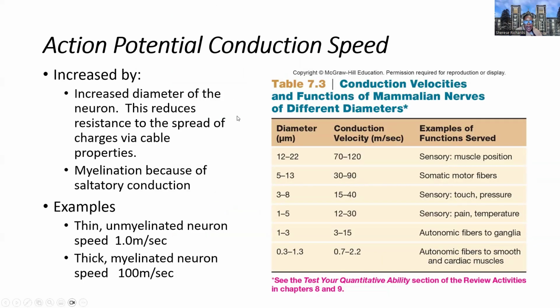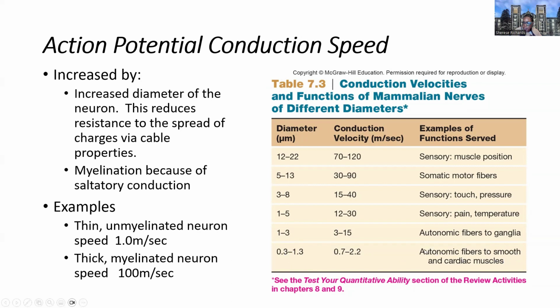Now, lastly, we want to think about how the speed of conduction differs by the type of neuron. As the diameter increases, the speed increases. This helps to decrease any resistance for the spread of that impulse down the length of the neuron. And myelination is going to encourage saltatory conduction, which by nature is faster. Very thin neurons with a very small diameter are usually associated with unmyelinated neurons. They usually have a slower conduction velocity.